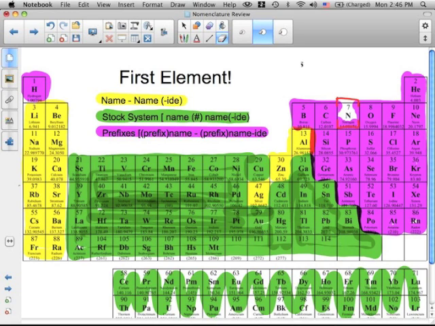Also, be careful of the H, because usually if something starts with an H, it will be an acid, and acids follow their own method of nomenclature. If it's gaseous and it starts with an H, name it according to the purple method, the prefixes. I hope this has helped.